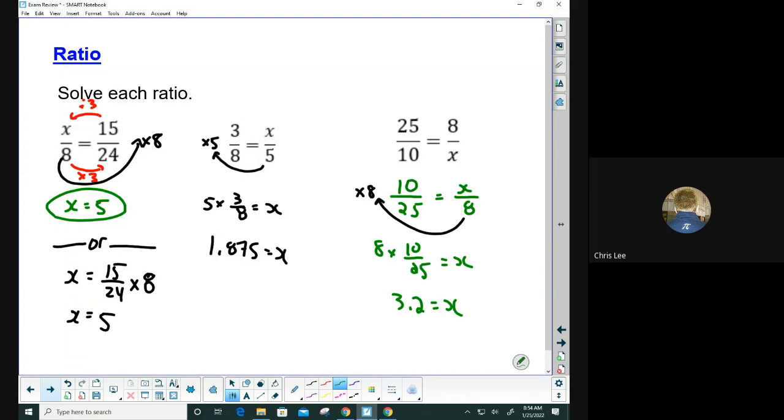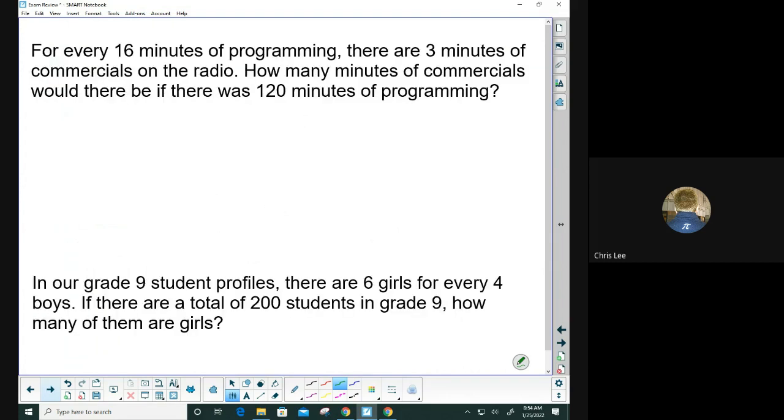Okay. So just answering the ratios is fine, but then using the ratios to answer real problems is where this comes into play. So on our next set of questions, we're going to take the scenario and simplify our work, or put it into a ratio so that we can solve it. So for every 16 minutes of programming, there are 3 minutes of commercials on the radio. How many minutes of commercials would there be if there was 120 minutes of programming?